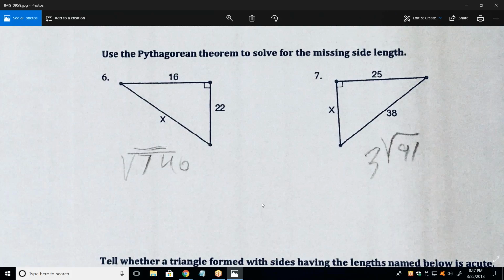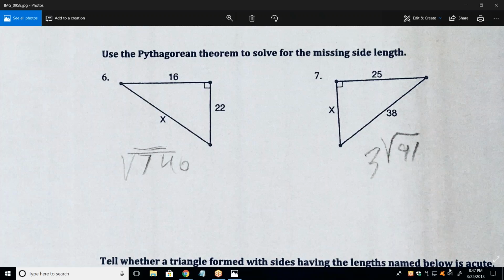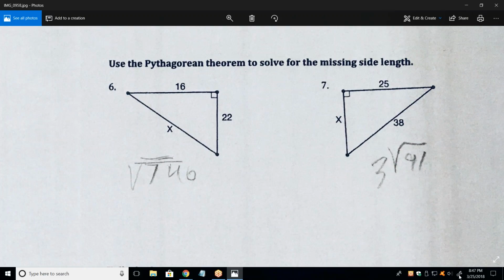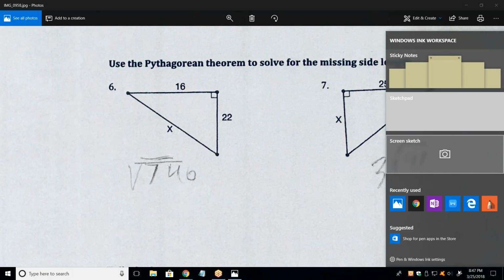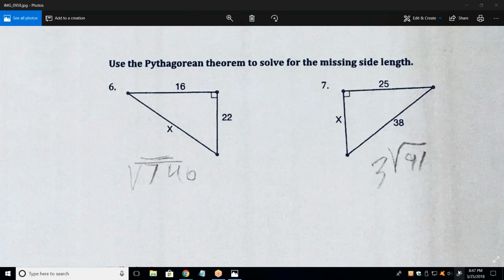So give me the general formula for what x is on 6. So x is equal to the square root of 16 squared plus 22 squared. All right. What's that number? That would be 740. Now, I want you to look at that triangle. Does that answer make sense? No. Okay. What did we do wrong?